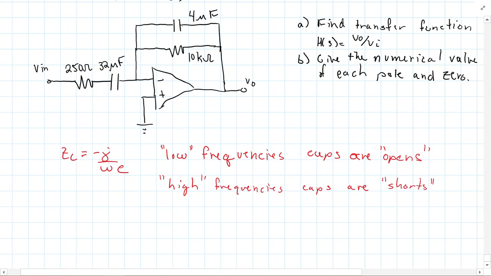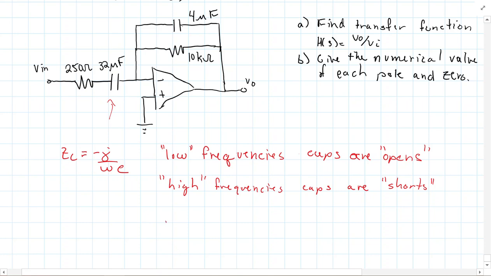The reason I point this out is that at low frequencies, this capacitor right here is going to act as an open. That means Vin isn't even getting to the op amp, so Vout is just going to be 0. At high frequencies, this acts as a short, so Vin is going to get into the negative terminal, but then this 4 microfarad capacitor is going to act as a short, which basically means this feedback path, this resistor, is shorted out, and I just have a short going back to the negative terminal. So at high frequencies, the output is going to be 0.